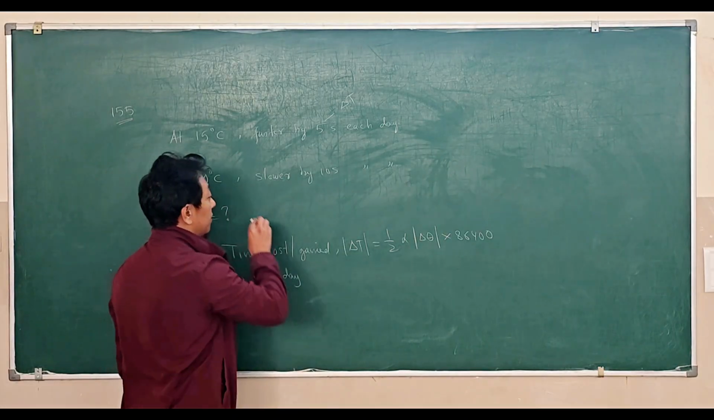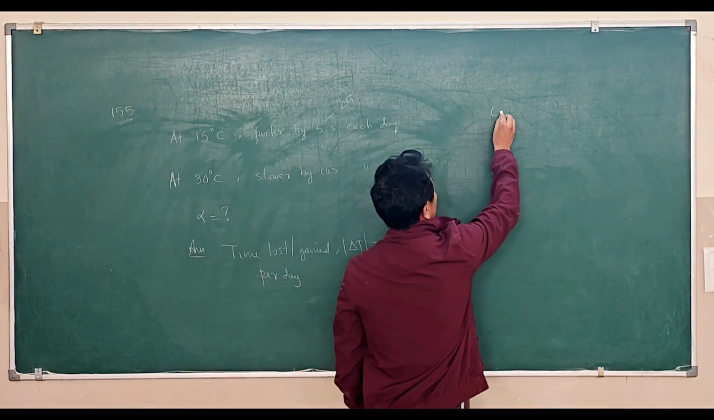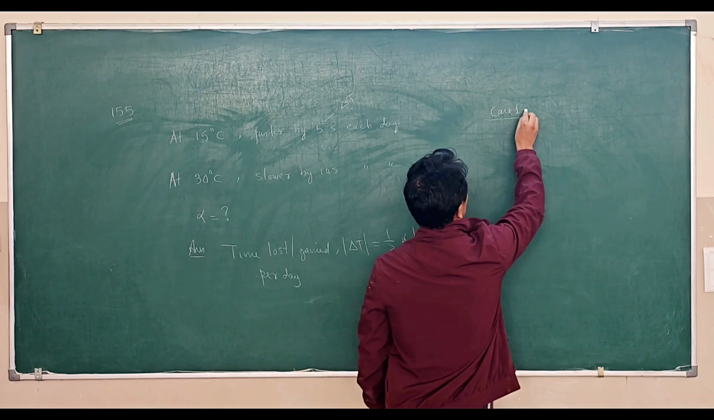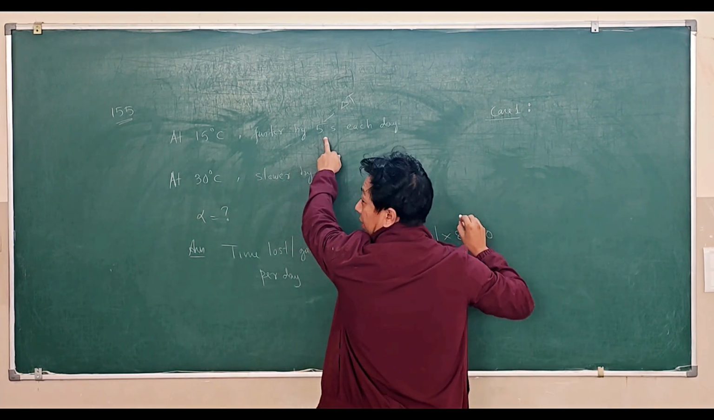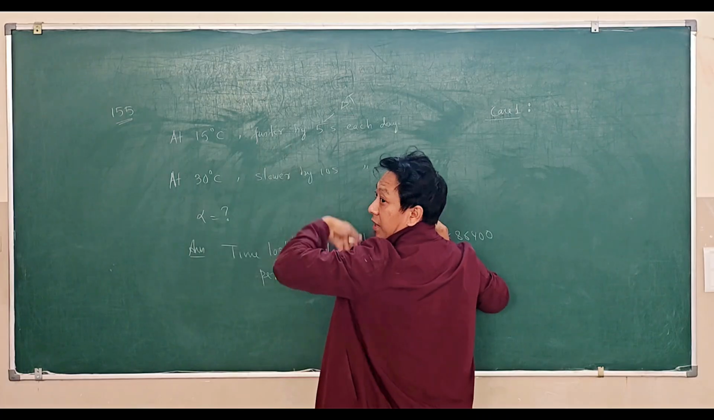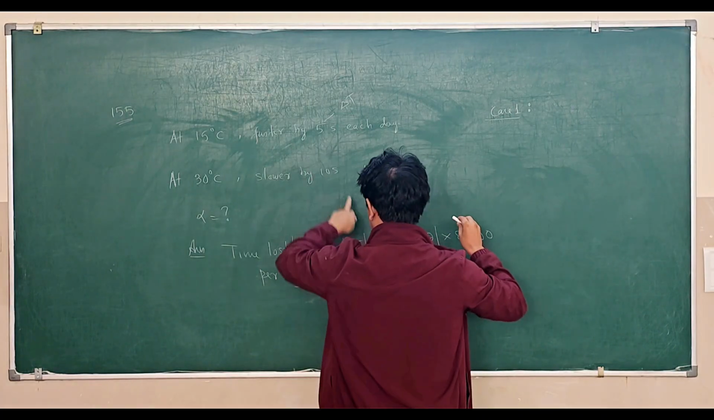So in the first case, how much time do we gain? 5 seconds. Faster means we gain, no? So 5 seconds. So this is 5.